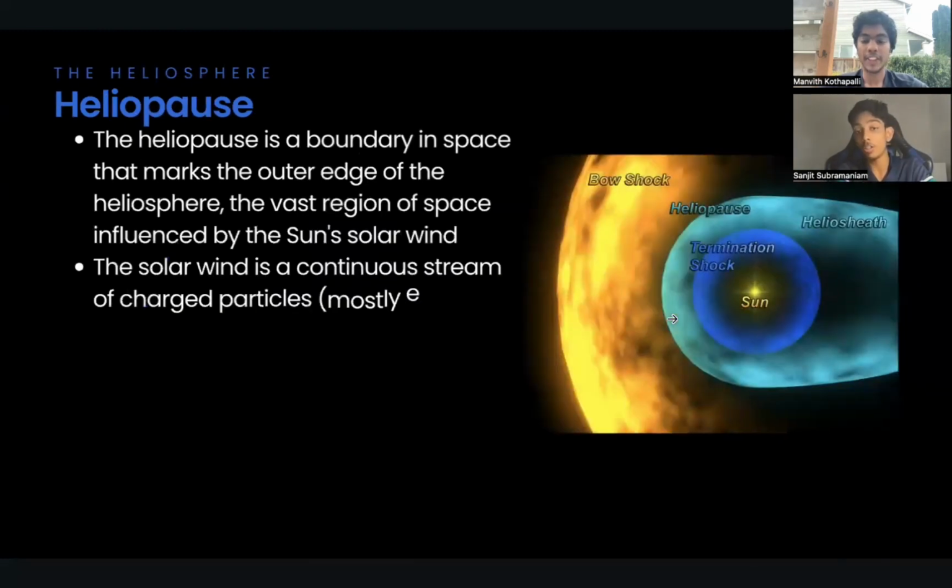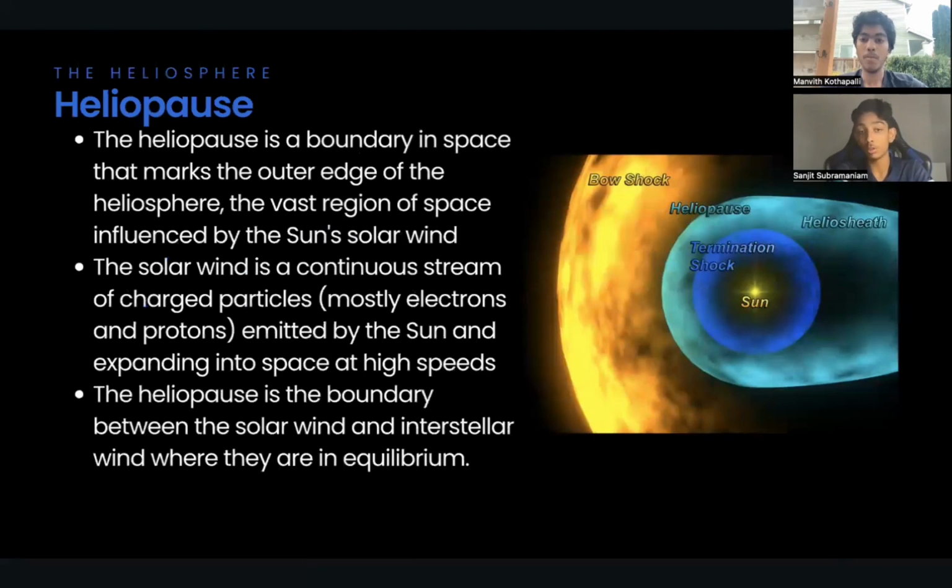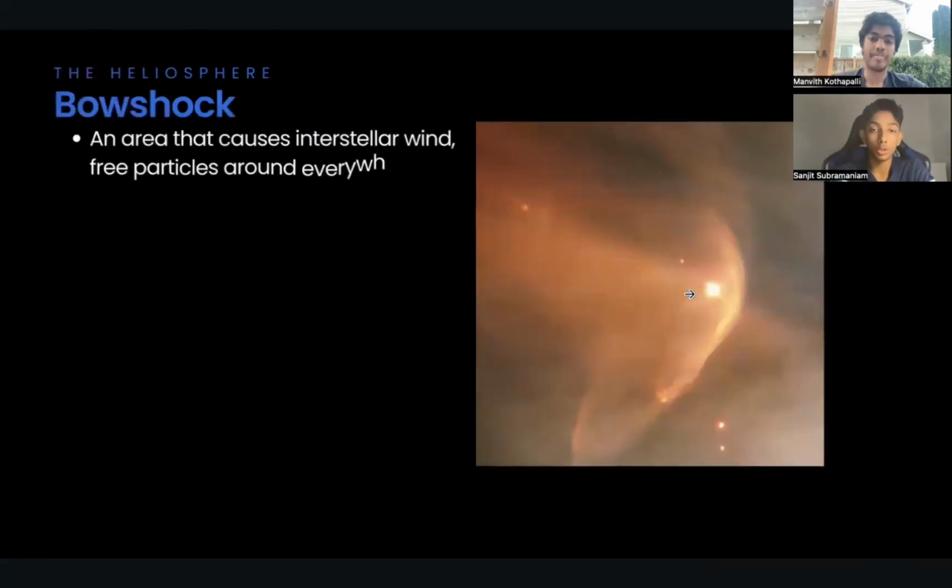The heliopause is a boundary in space that marks the outer edge of the heliosphere, the vast region of space influenced by the sun's solar wind. The solar wind is a continuous stream of charged particles, mostly electrons and protons, emitted by the sun and expanding into space at high speeds. The heliopause is a boundary between the solar wind and interstellar wind, where they're in equilibrium. Next, Manat will be talking about the bow shock.